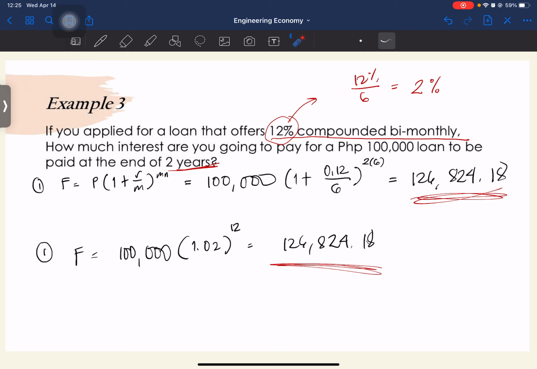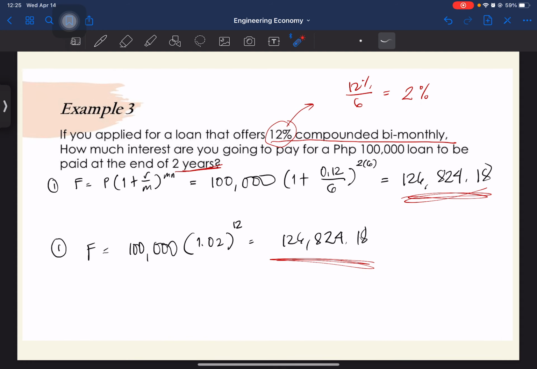Anyway, pagka nag-quiz tayo, kung may choices man o baka pag finals, lalagay ako ng mga sagot. Yung may excite ka. Kita mo yung sagot mo doon sa choices. Oh, ito yung sagot ko. Pero hindi yun ang tinatanong. Ang tinatanong ay interest, hindi final amount.